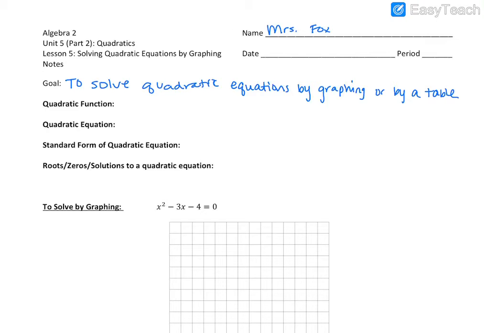Our goal for 5.5 is to solve quadratic equations by graphing or by a table. So there are some differences between a quadratic function and a quadratic equation. I'm going to show you those right now.